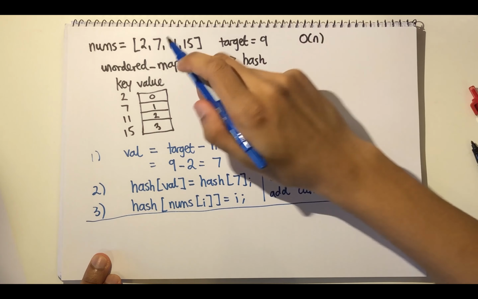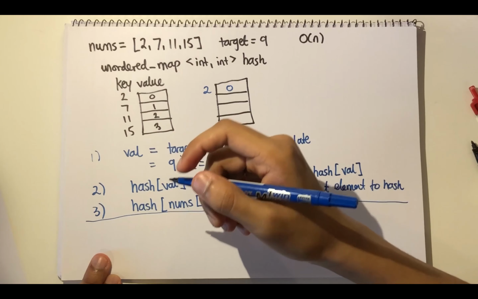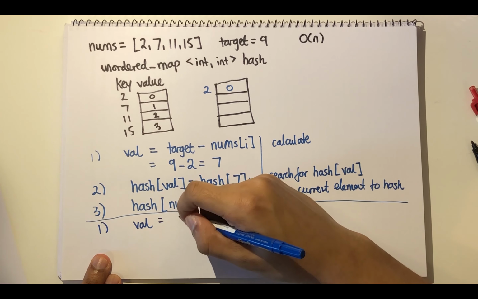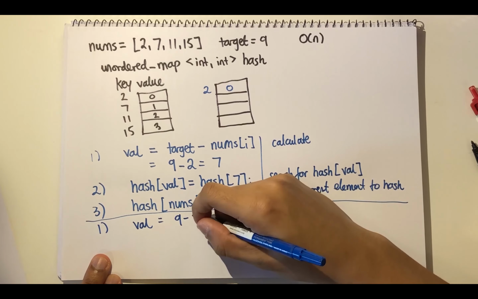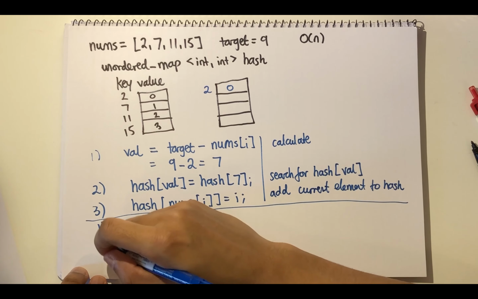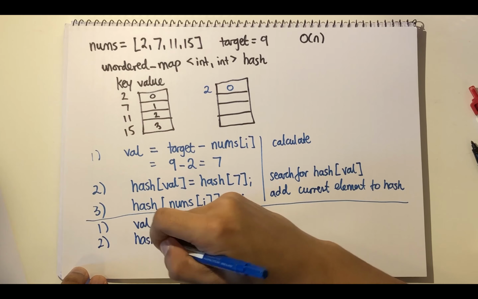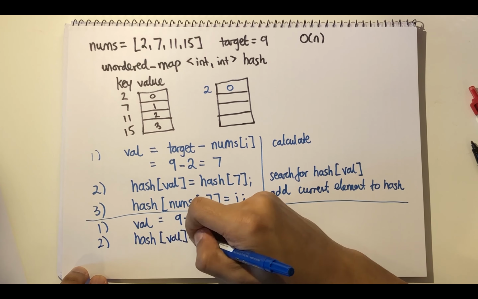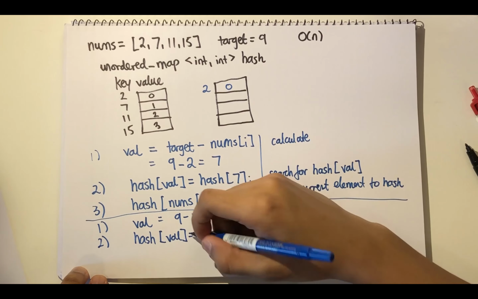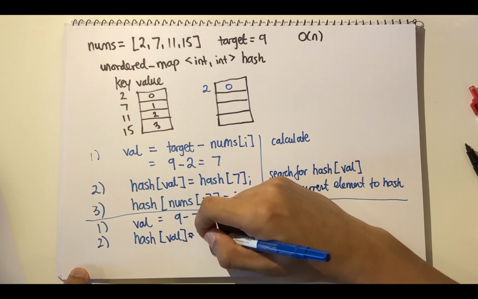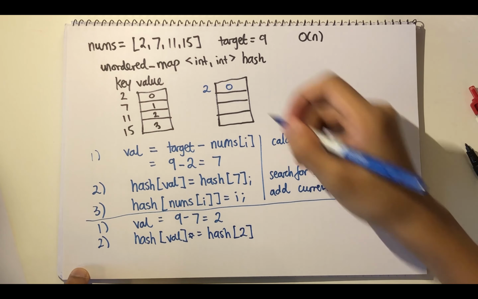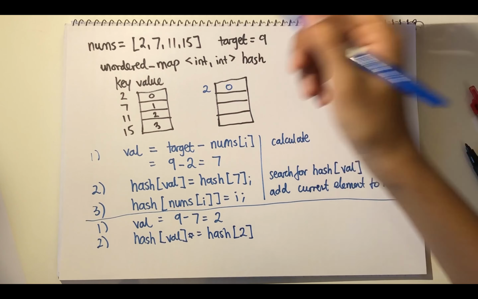So let's move on to the second element now, which is 7. So value here is going to be 9 minus 7, which is equal to 2. Then search for hash of val, which is right over there. So hash of val is hash of 2. And there it is. So we have the key 2 and the value 0.